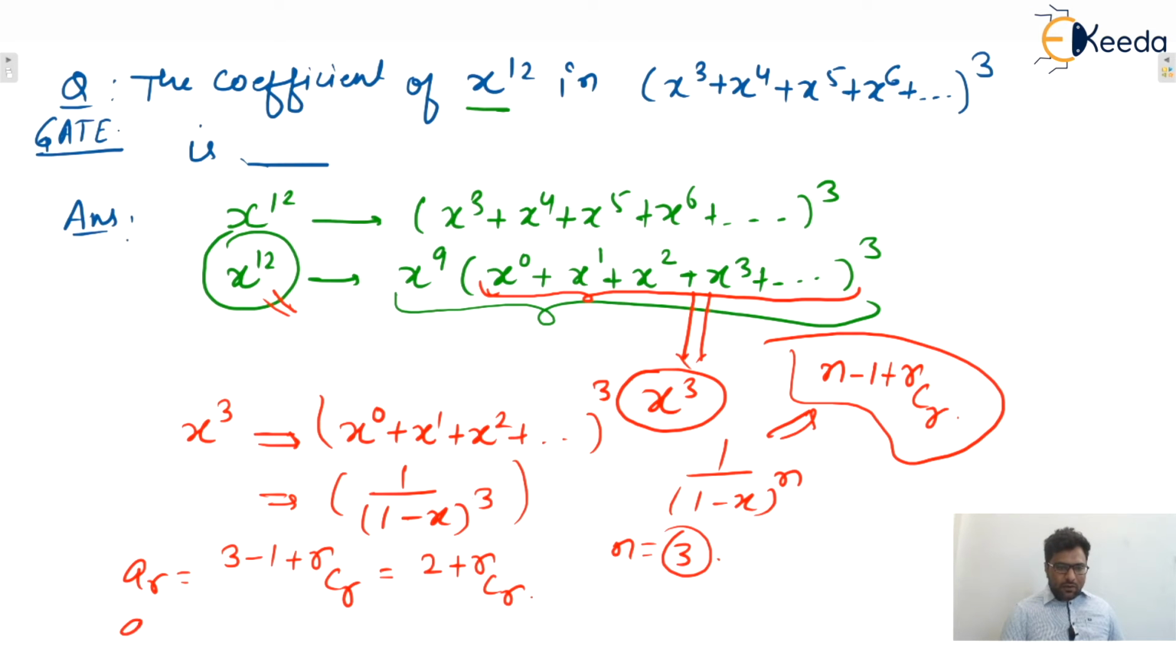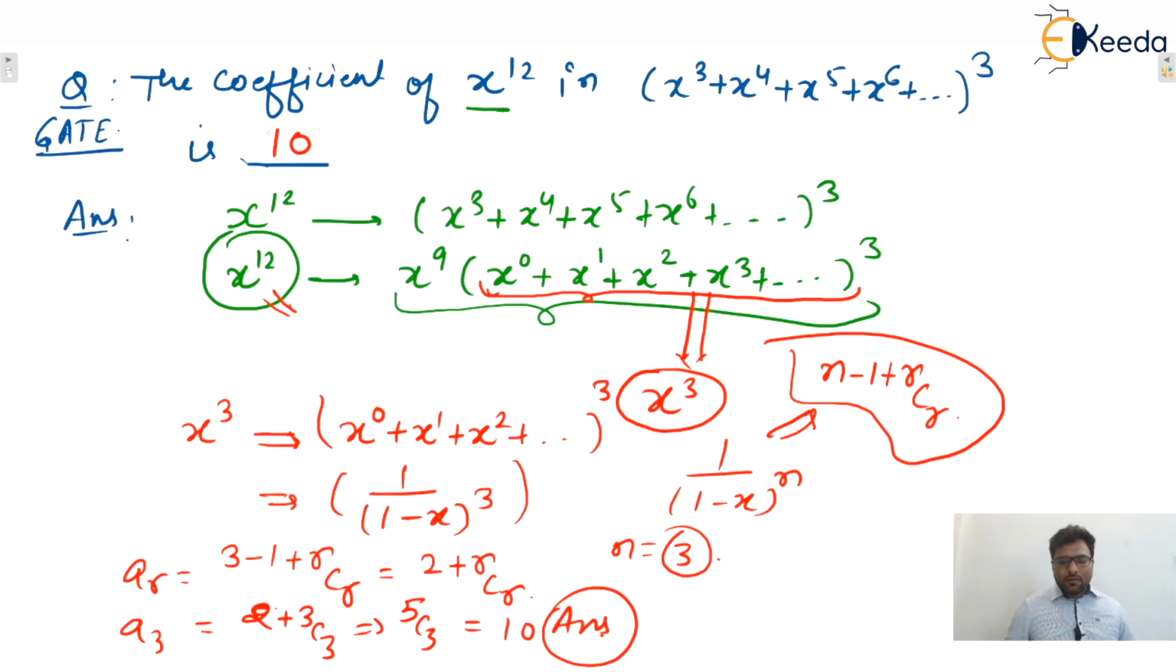Now we need to find out a_3. So a_3 will be 2 plus 3 C 3, so we can say 5 C 3. So that is 10, and 10 is the correct answer. I hope this one is clear to everyone.